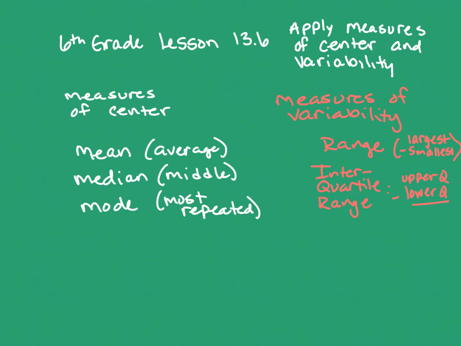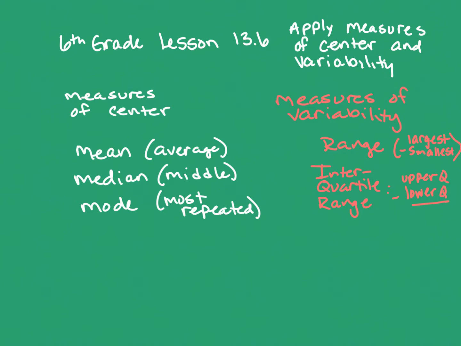Sixth grade, lesson 13.6 is applying measures of center and variability. So we're still practicing those things we just went over in the previous lesson. This gives us a little more time for our brains to digest all of that information so we get some practice problems with it. Remember measures of center.